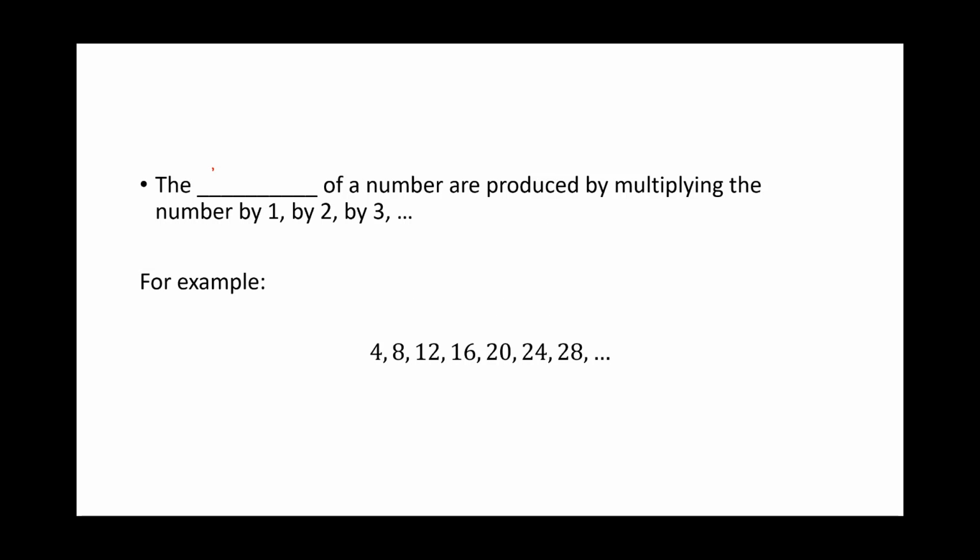The multiples of a number are produced by multiplying the number by 1, by 2, by 3, and so on. For example, the multiples of 4 are 4, 4 times 2 is 8, 4 times 3 is 12, 4 times 4 is 16, 4 times 5 is 20, and so on.